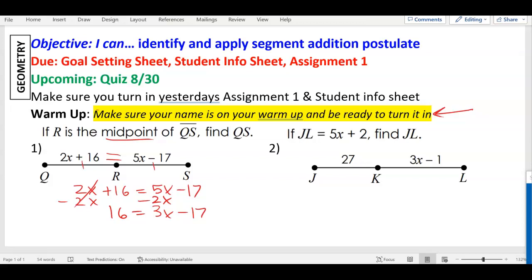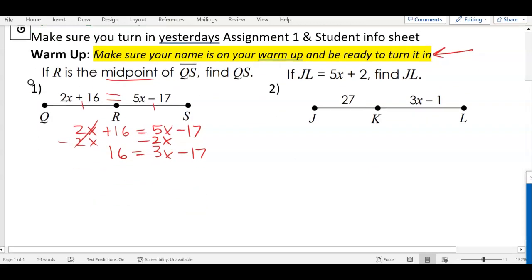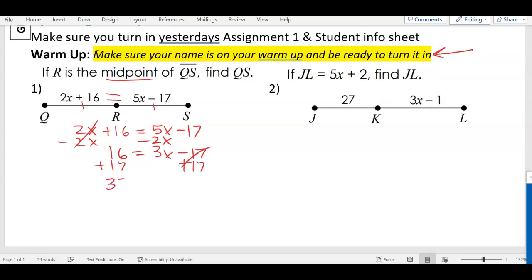Then it's a two-step equation, kind of like yesterday's warm-up. You're going to get rid of the loner, minus 17. What's the opposite of minus 17? Plus 17. So you should get 33 equals 3x. Get this down. And then how do you get rid of the 3 in front of x? Divide by 3. 33 divided by 3 is 11. Now, if they asked us for x, it would be 11. We'd be done. However, it's not asking us for x.